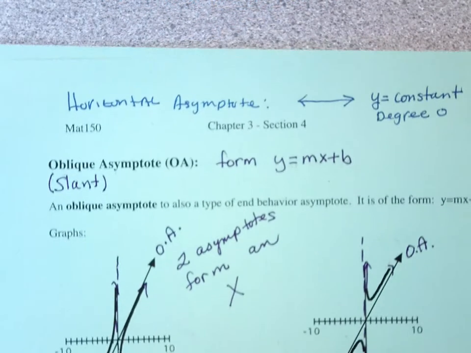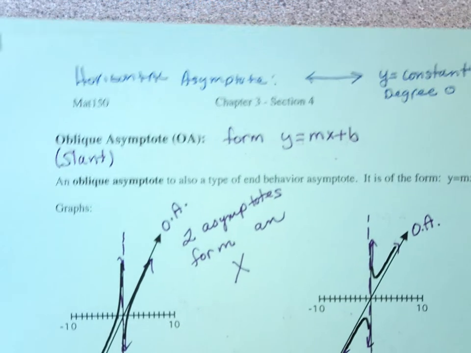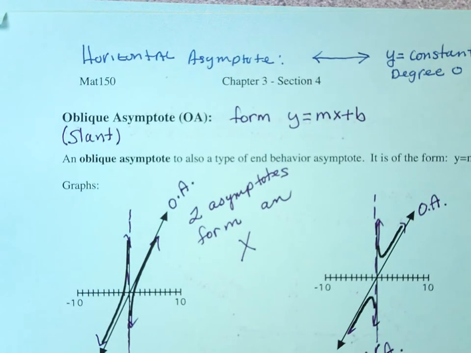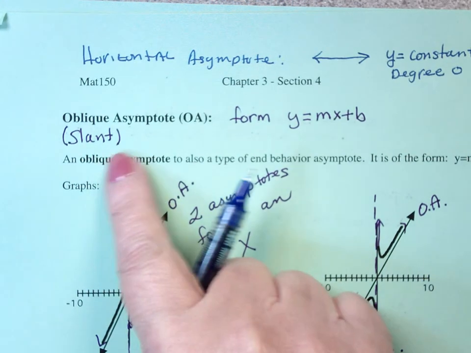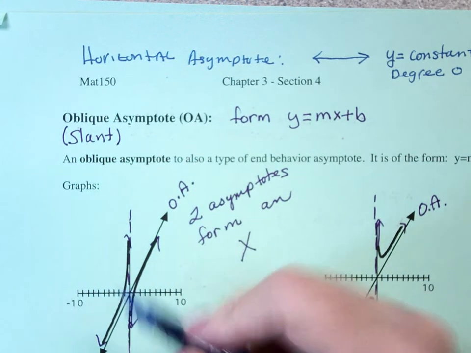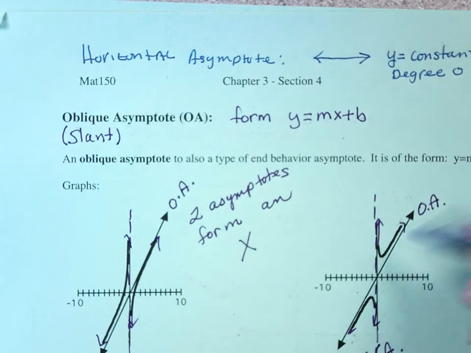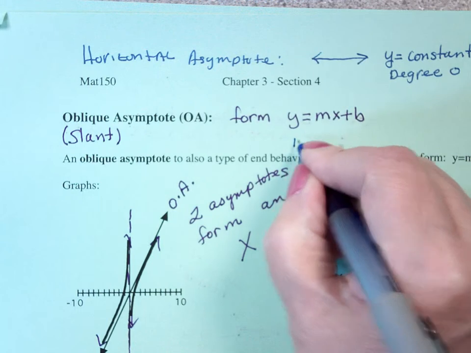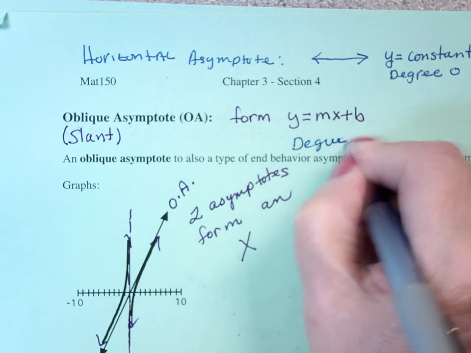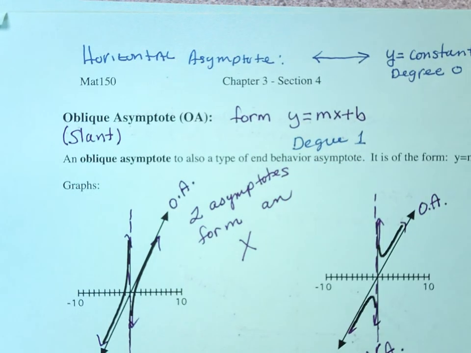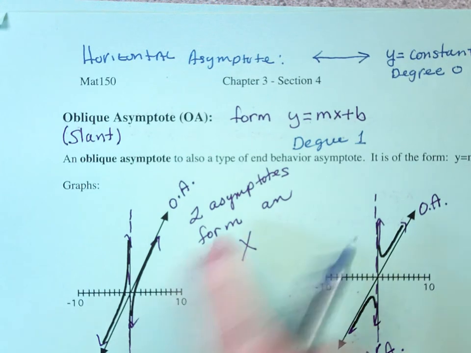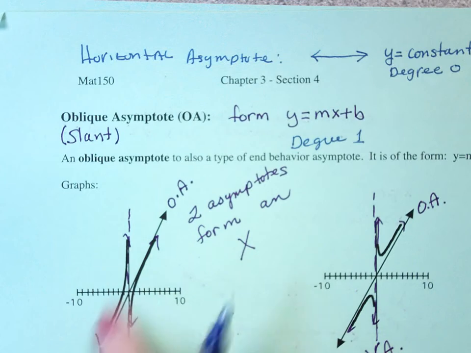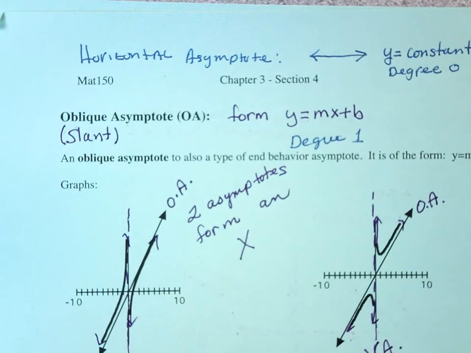We talked about one of the asymptotes. The other asymptote you're going to be held responsible for is the oblique asymptote. And the oblique asymptote is the one that is slanted. It's of the form y equals mx plus b. It really is degree 1. And remember, it forms an X, and the graph is either outside the X or inside the X.